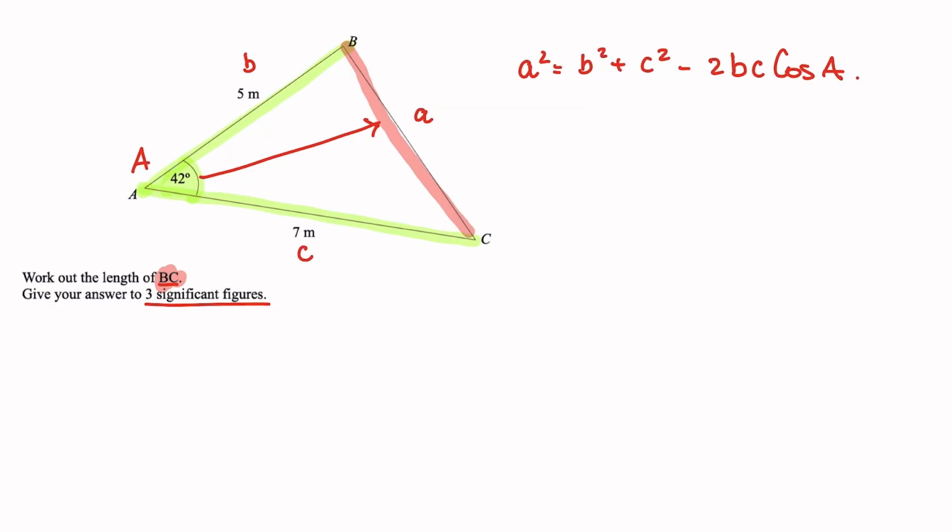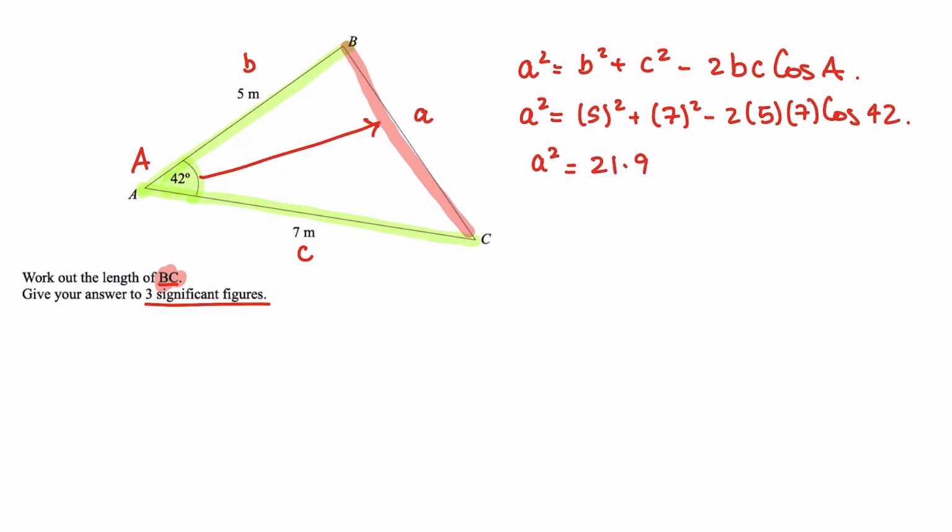Let's substitute in the values. In this case, I'll keep my a as a. So a squared is equal to b squared, which is 5 squared, plus 7 squared, minus 2 times b, which is 5, c, which is 7. That will be cos 42. So now if I put this in a calculator, I get a squared as 21.97986.